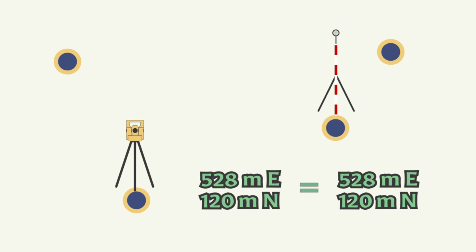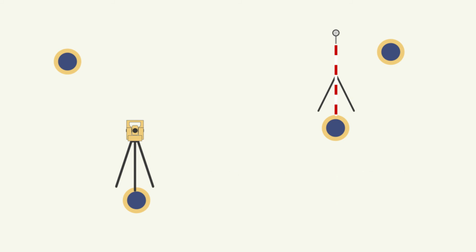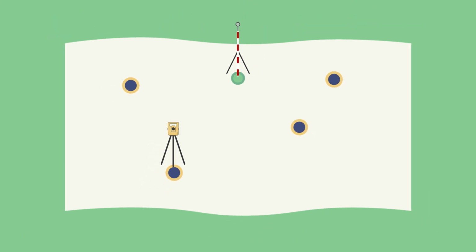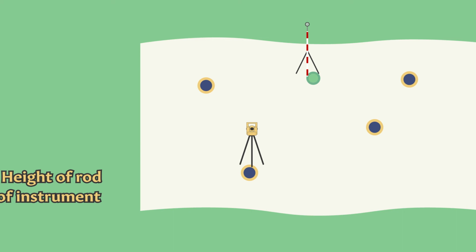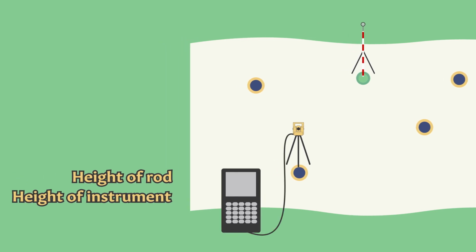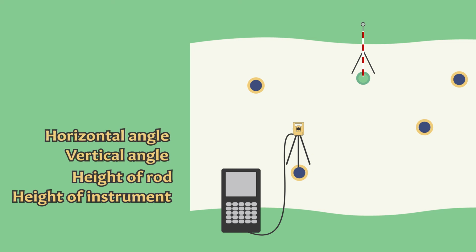Once the measurements match the baseline data, the rod is moved to the location to be measured, typically where an artifact or other item of interest was found. The total station operator will first measure and record 2 things: the height of the instrument and the height of the rod. Once those are recorded and entered into the data collector, the total station is ready to collect the other 3 measurements: vertical angle, horizontal angle, and slope distance.